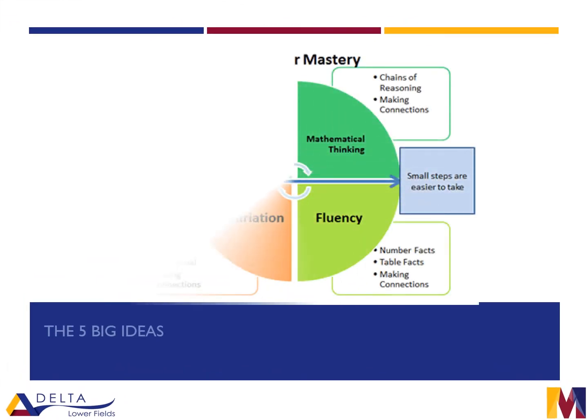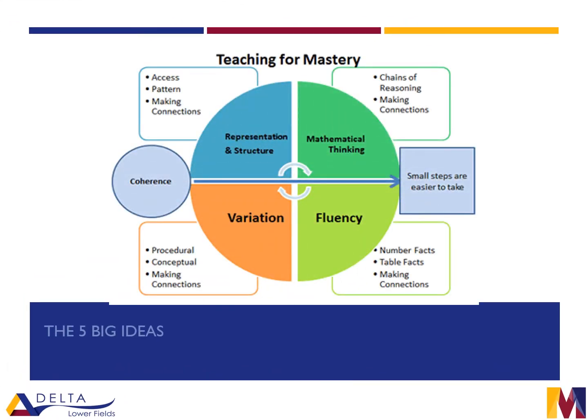Okay, so we're just going to remind you again of the 5 big ideas of Teaching for Mastery. Remember that the aim is to get these things stuck in your mind: representation and structure, mathematical thinking, fluency, variation and coherence. There is a separate CPD training session if you want a little bit more detail, but remember to get all these things going through everything you're thinking about in maths teaching.